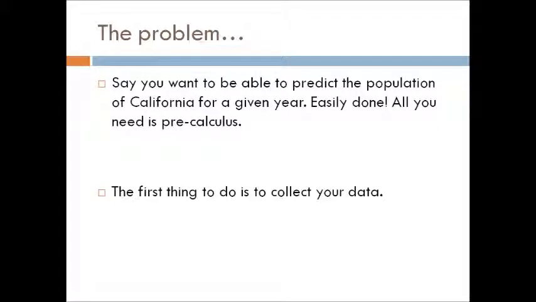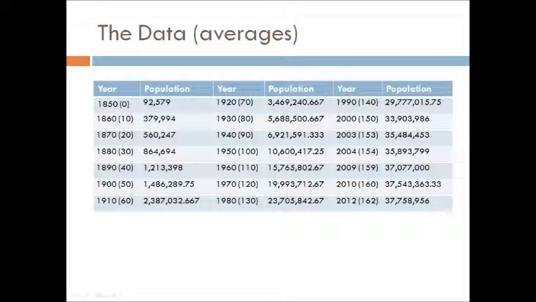My problem is predicting the population of California for any given year. The first thing you have to do is collect the data. The data shown are the averages for the data from the California Department of Finance, infoplease.com, Demographia, and negative population growth. The numbers in parentheses next to the years are the count of the years starting from 1850.